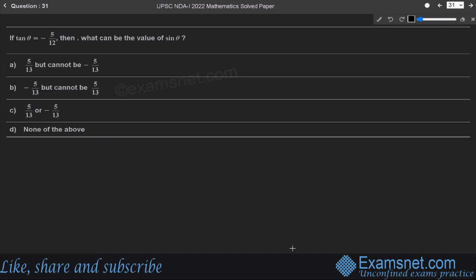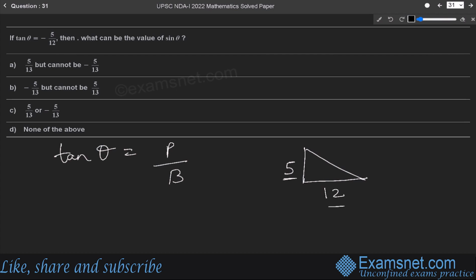Next question is, if tan θ is equal to minus 5 by 12, then what can be the value of sin θ? You can see that tan θ is negative here. And we know that tan θ is negative in the second and third quadrant. And we also know that tan θ is equal to perpendicular upon base. So first let us see. This is the base, which is 12. This is the perpendicular. And if the perpendicular is 5 and the base is 12, then the hypotenuse will be 13.